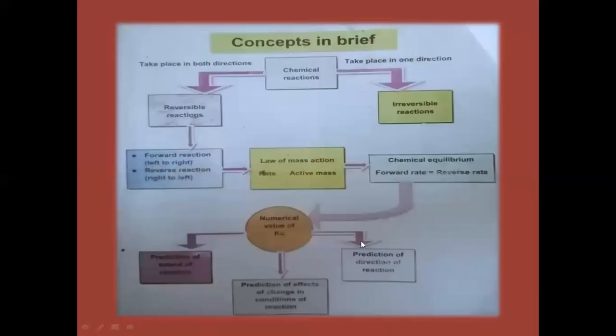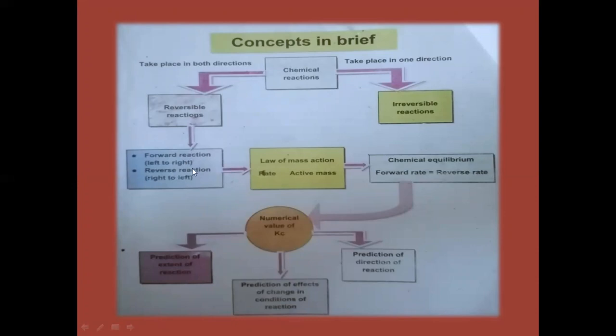Concepts in brief, that is the last topic of the chapter. That is just a summary of the chapter. Chemical reactions, which we studied, are of 2 types, reversible reactions and irreversible reactions. Reversible reactions take place in both directions, forward as well as reverse, while irreversible reactions take place only in one direction. Then the reversible reactions are of 2 types, forward reaction and reverse reaction. Forward reaction is written from left to right and reverse reaction is written from right to left.